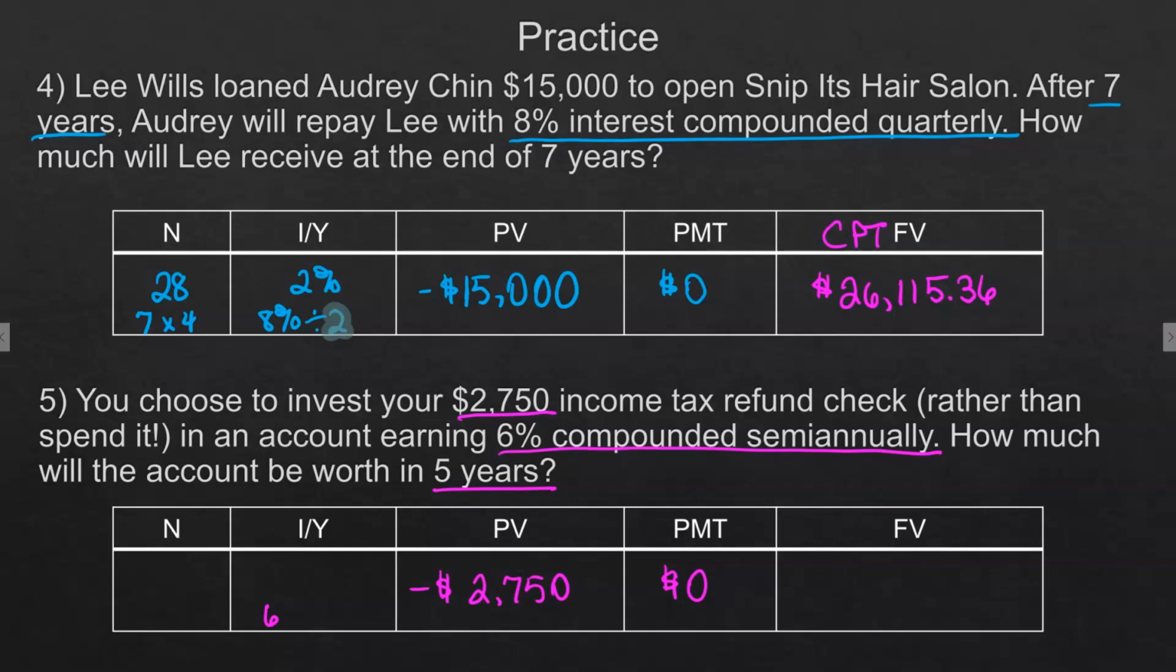Our interest rate is 6%, and we're dividing that. I just realized that I wrote a 2 up there instead of a 4. Let me fix that. 8 divided by 4 is 2. So I had the right amount, but I had written down the wrong number right there.